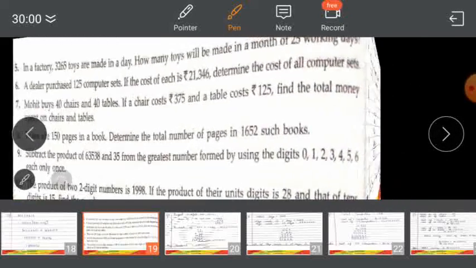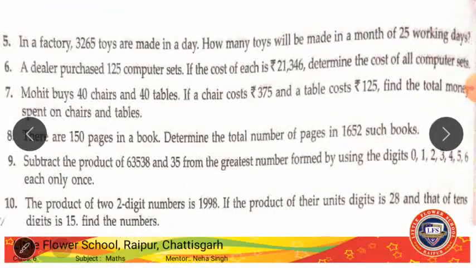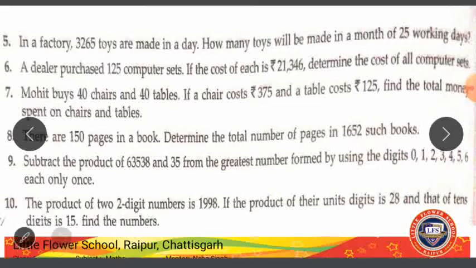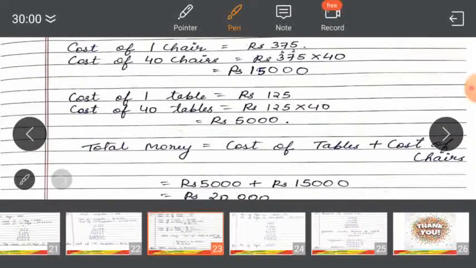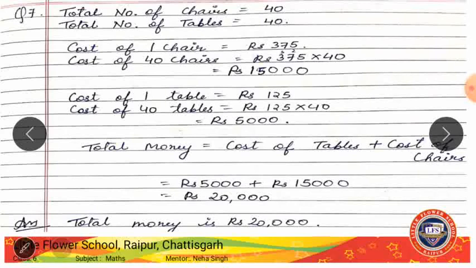Seventh question. Mohit buys 40 chairs and 40 tables. Cost of chair and table is given. Total money he has to give to the shopkeeper, you need to find it out. Okay, he is buying chairs and tables. Total number of chairs is 40. Total number of tables is also 40. Cost of one chair is how much?